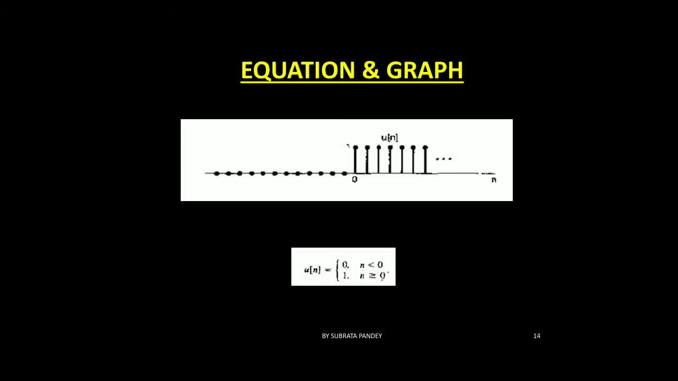So what's the equation for the discrete time unit step? As the impulse response was expressed with δ, the step response is expressed with u[n], with square brackets because it is a discrete signal. It is equal to 0 for n less than 0 and 1 for n greater than or equal to 0. So it only has value 1 for 0 and greater than 0, and other values are 0, as we can see from the above picture.